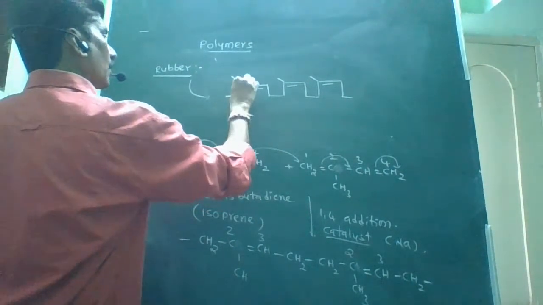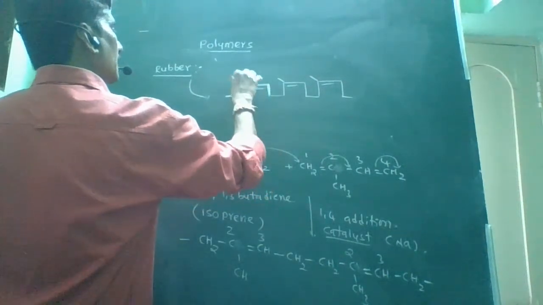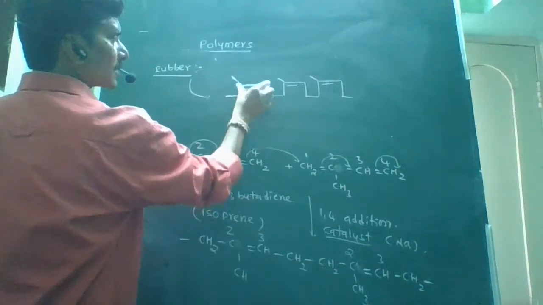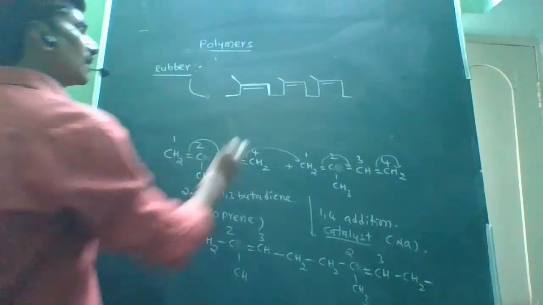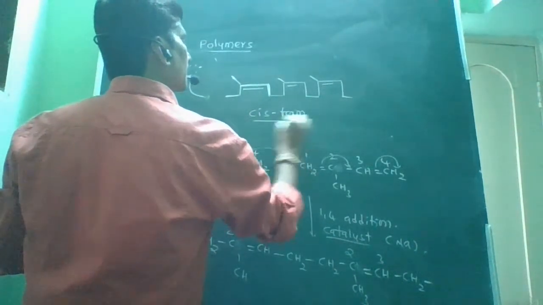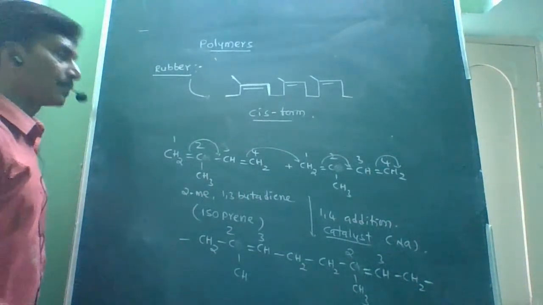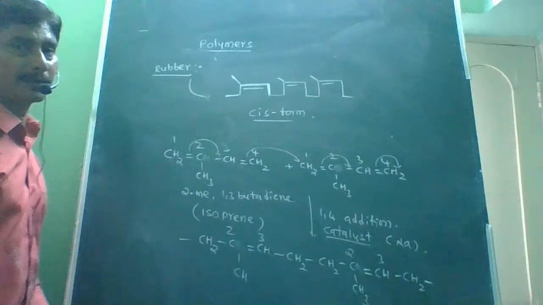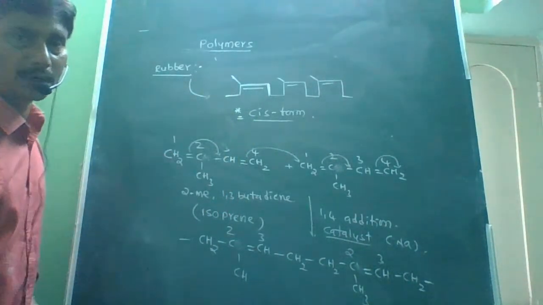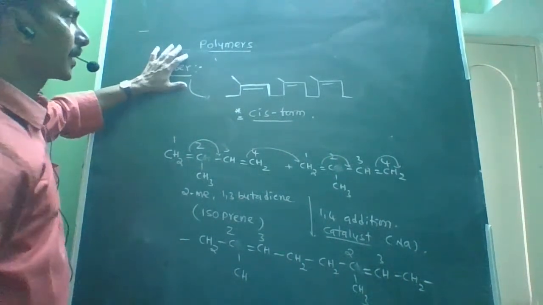When you look at this molecule, it is our isoprene unit. For this double bond, these two bonds are on one side. So the cis form of isoprene units are present in the natural rubber. More importantly, cis form of isoprene units are present in the natural rubber.